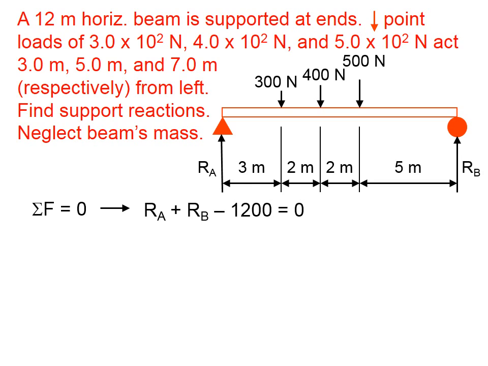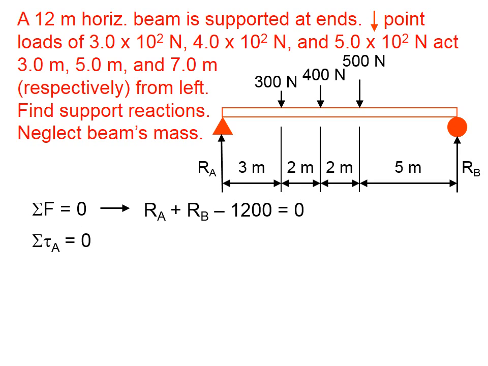And we can just add them. 300 plus 400 plus 500 is 1200. A and B are upwards, so they're given positive signs. These three added together all point downwards, minus 1200. We can't solve that because it has two unknowns with only one equation.